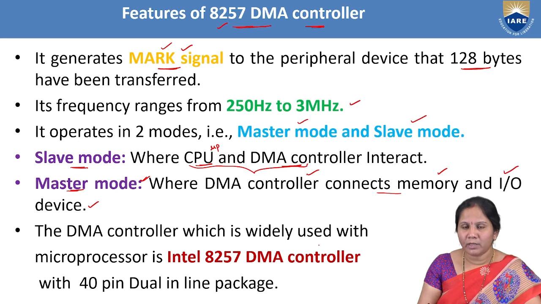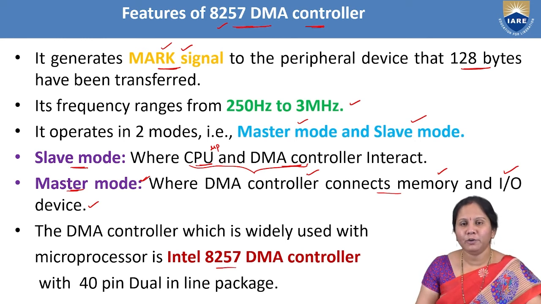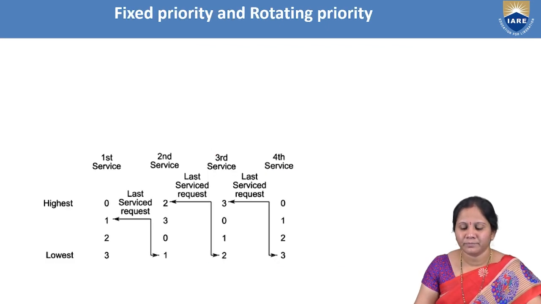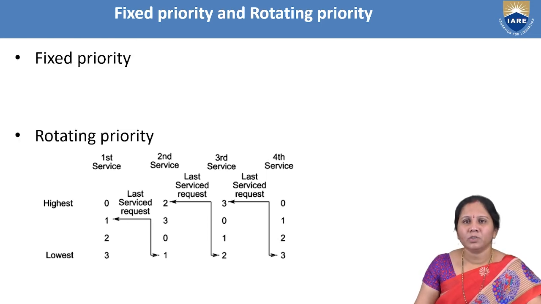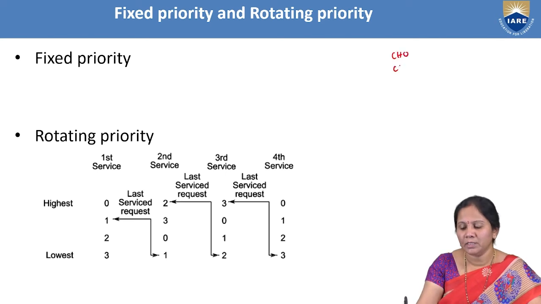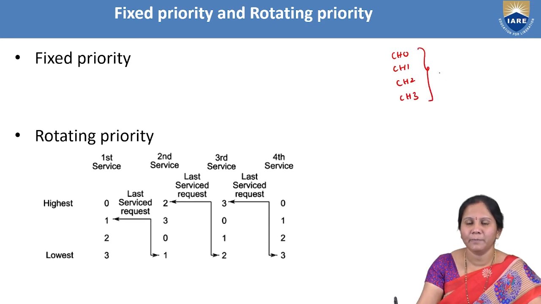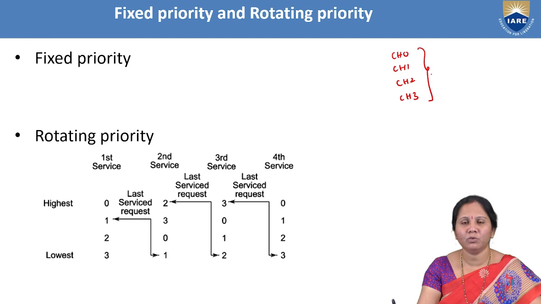Now, the DMA controller which is widely used is this Intel 8257 DMA controller. This Intel 8257 DMA controller is a 40-pin IC, and all the pins in that IC are arranged in a dual inline package. Here we know that 4 channels are there, that is channel 0, channel 1, channel 2 and channel 3. Just now we have seen the features. The first feature itself is that this DMA controller has 4 channels. So these are the 4 channels.